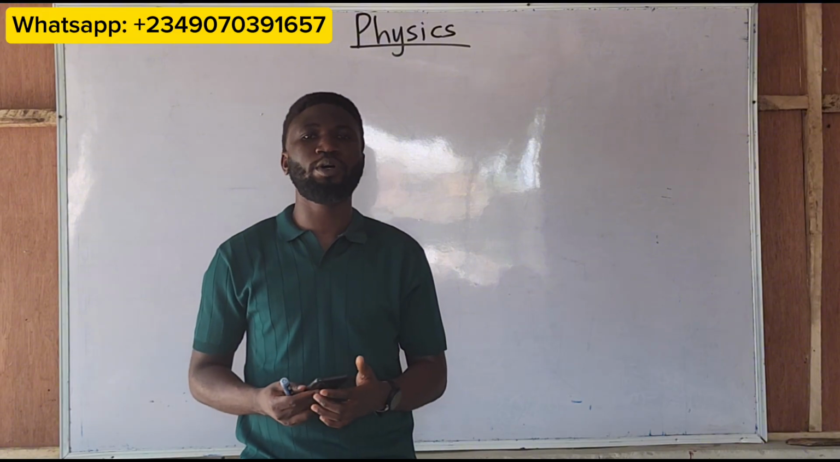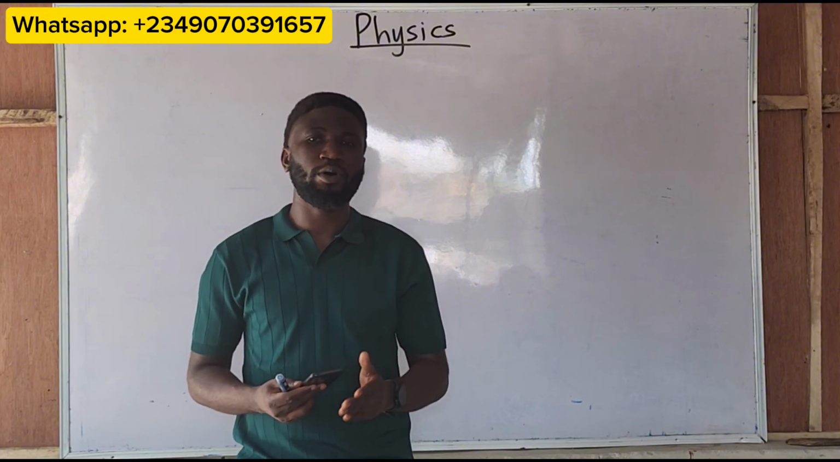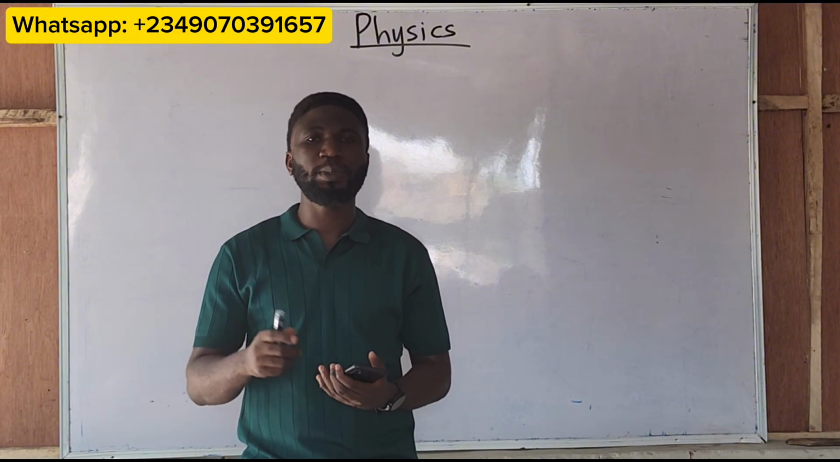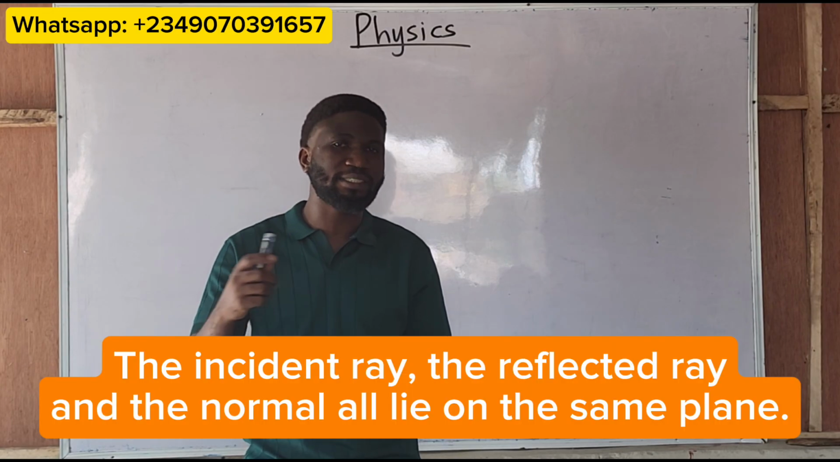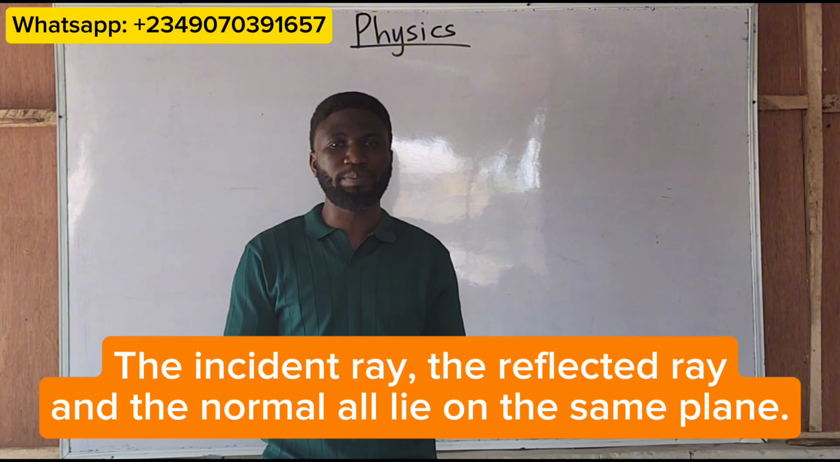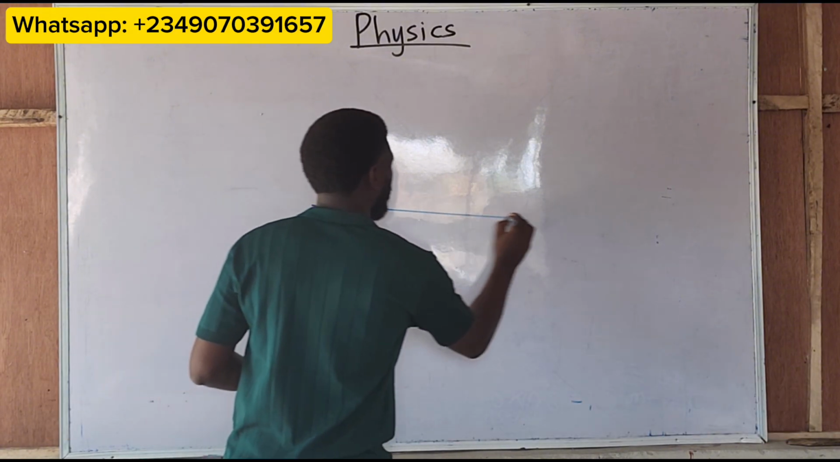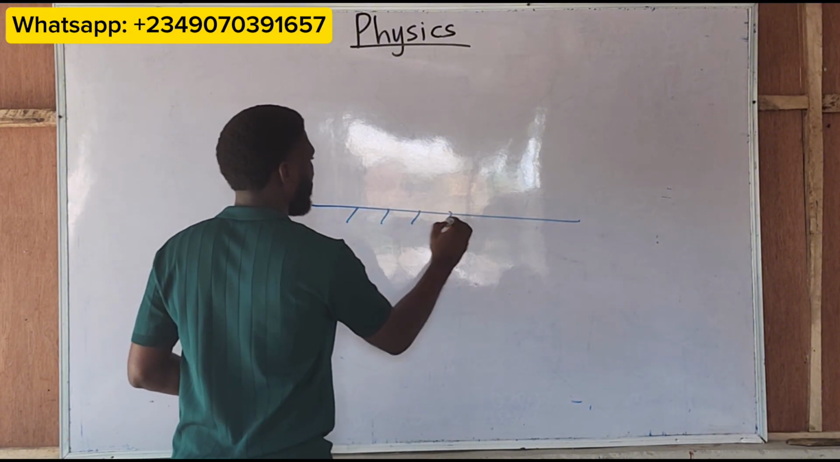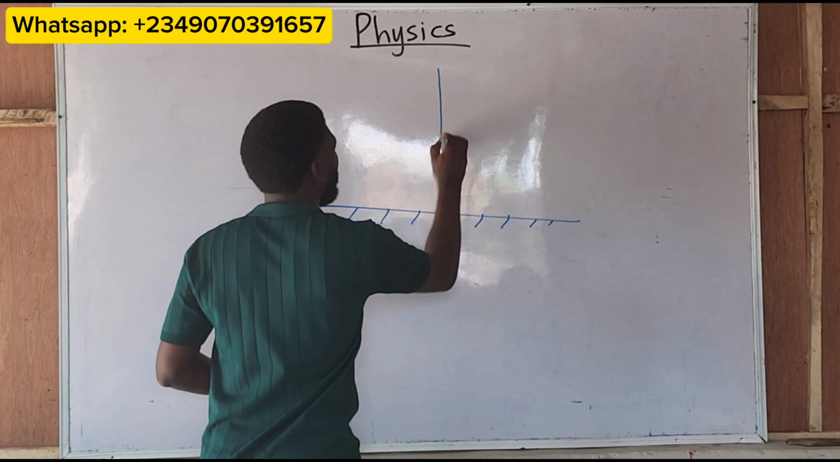So what do we call the law of reflection? One of the laws of reflection states that the incident ray, the reflected ray, and the normal all lie on the same plane. So this is what I mean. Let's say this is the plane mirror now, and then we have this to be the normal.